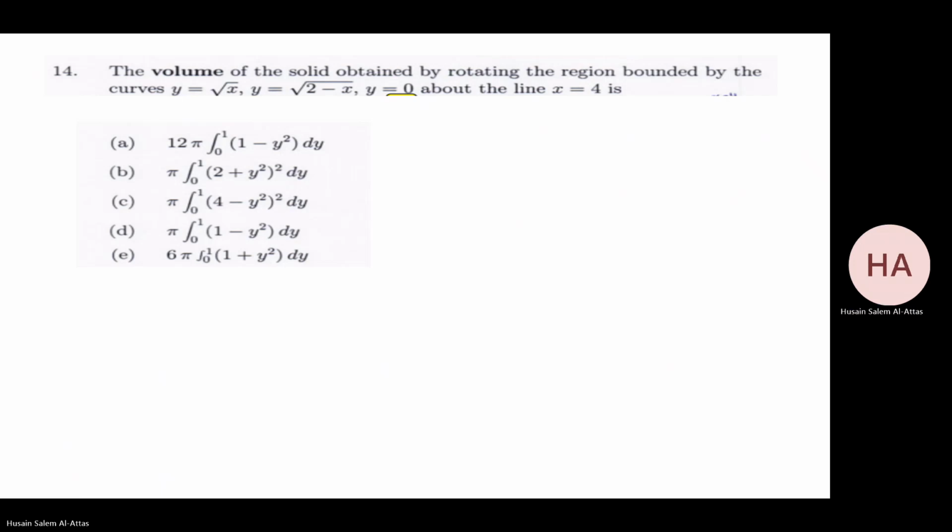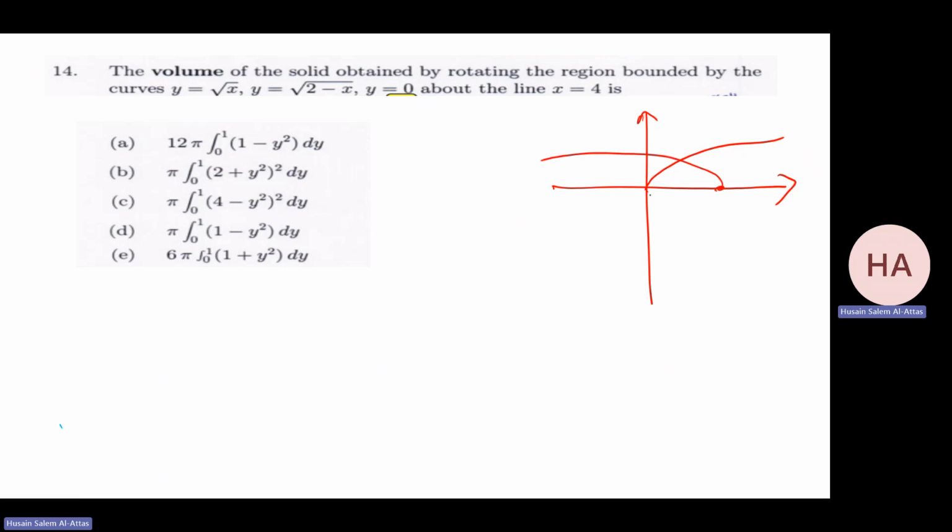Okay. The region bounded by the curve. Wow, what a curve. Let me graph it. y equals square root of x. This is y equals square root of x. y equals square root of 2 minus x. So it's 0. And we do something like this. And y equals 0, which is the x-axis. I'm talking about this region, which is enclosed by that, about the line x equals 4. This is x equals 4.